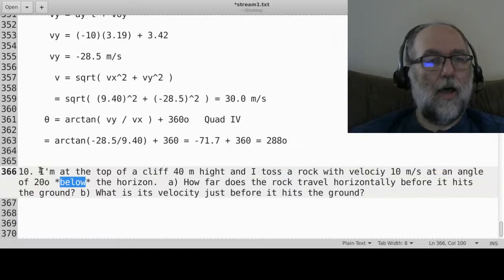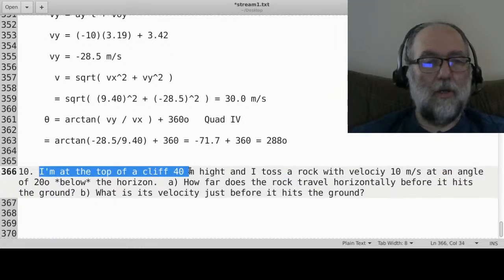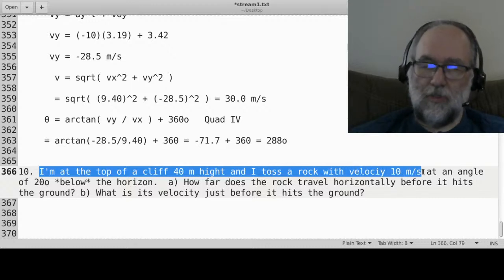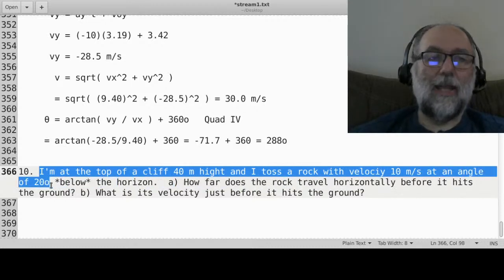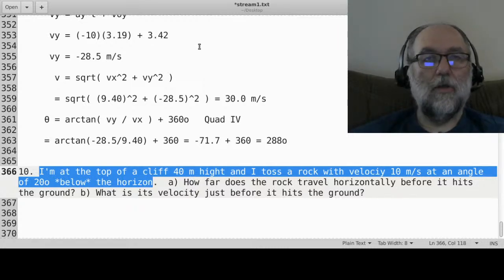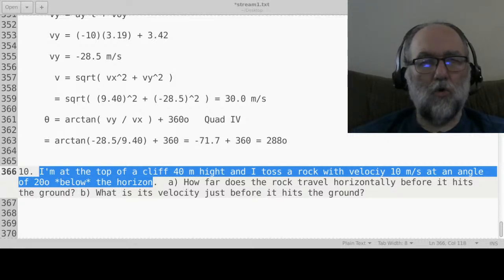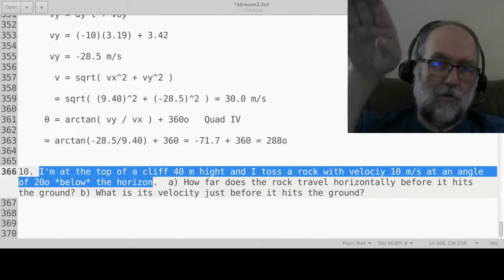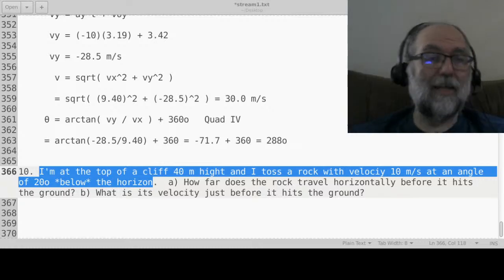I'm at the top of a cliff, 40 meters high. I toss a rock with a velocity of 10 meters per second. So far, so good. But at an angle of 20 degrees below the horizon. Below, not above. And you say, well, how do I picture that? What do you mean by 20 degrees below? Like horizon 0, if you crank up, you're throwing upwards, that's positive 20. If you crank downwards, that's negative 20.